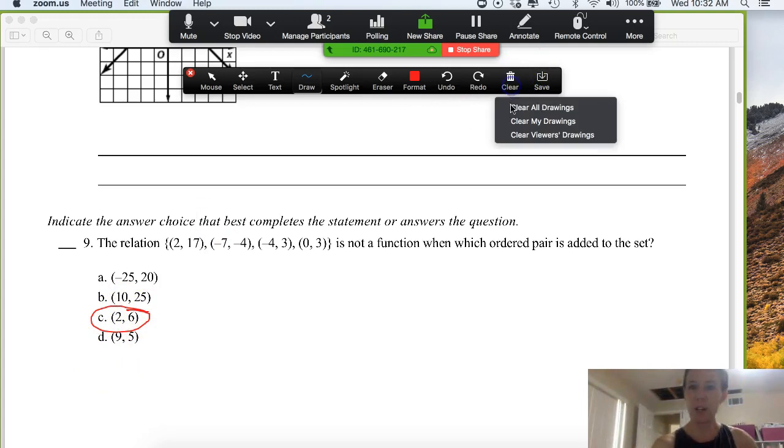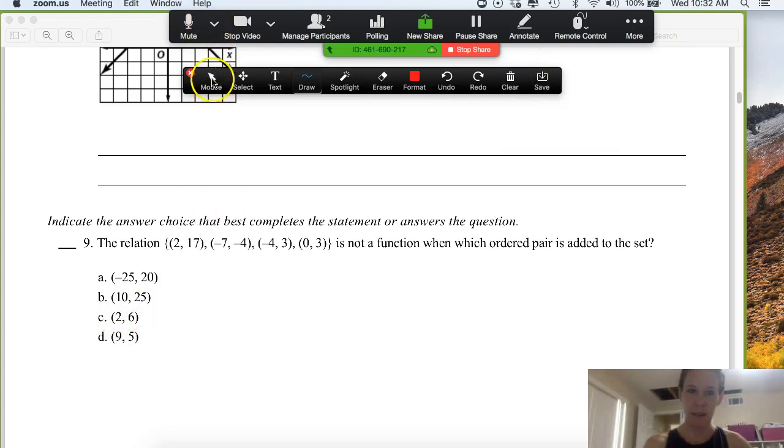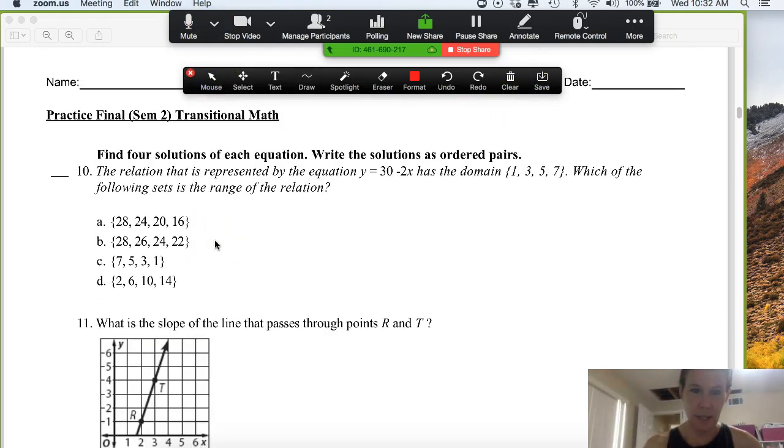All right, are we good on functions? Yep. Okay, let's go to the next.